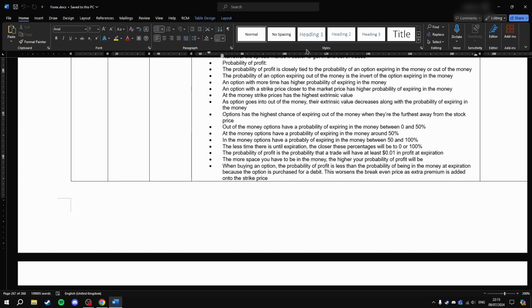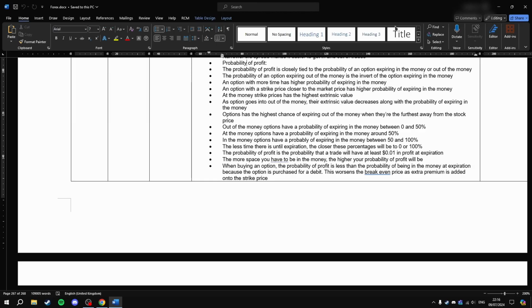Probability of profit is closely tied to the probability of an option expiring in the money or out of the money. The probability of an option expiring out of the money is an inverse of the option expiring in the money, so they should add up to 100% basically. An option with more time has a higher probability of expiring in the money. An option with a strike price closer to the market price has a higher probability of expiring in the money. At the money strike prices have the highest extrinsic value. As the option goes out of the money, its extrinsic value decreases along with the probability of expiring in the money.